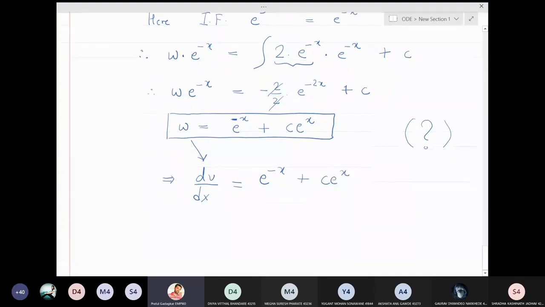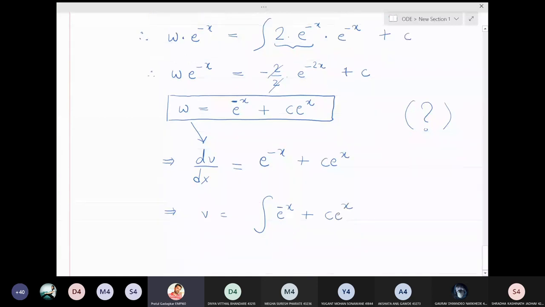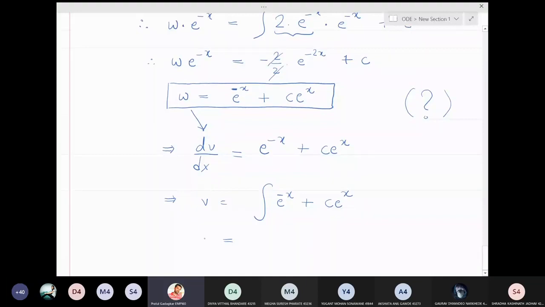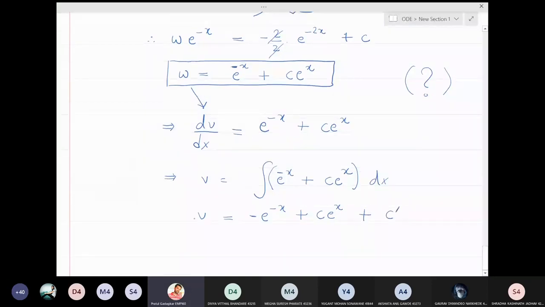And therefore, what is v equal to? V is the integral of this e raised to minus x plus c e raised to x, correct? And what is the integral of this? So v is minus e raised to minus x plus c e raised to x. The integral of c e raised to x is c e raised to x, right? Plus a constant. Let me call this constant c dash of integration. So this is v. So finally, I have obtained my v. Again, ask yourself a question. Have I got the solution? No. My original question was demanding a y and I have got a v.